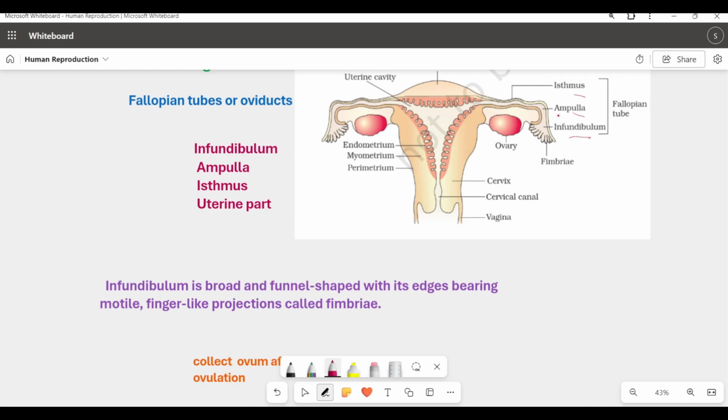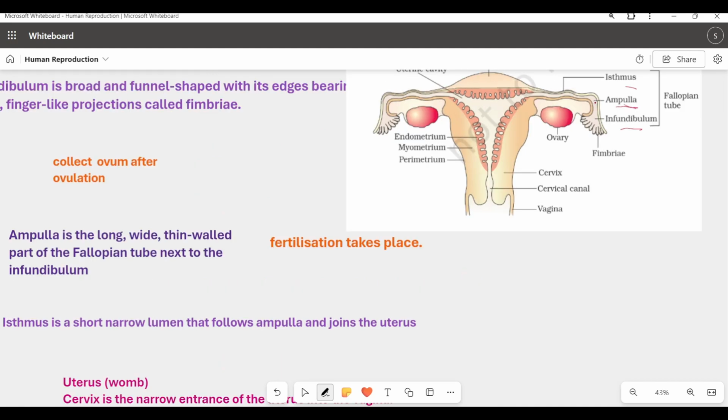The next region is the ampulla. The ampulla is a long, wide, thin walled part of the fallopian tube. You can see the ampulla here, and it is wider. It is found next to the infundibulum, and this is the region where fertilization occurs. Followed by the ampulla is the isthmus. It has a short, narrow lumen. The ampulla region is wider, and towards the isthmus it narrows down, and the isthmus joins the uterus. It acts like a bridge between the ampulla and the uterus.